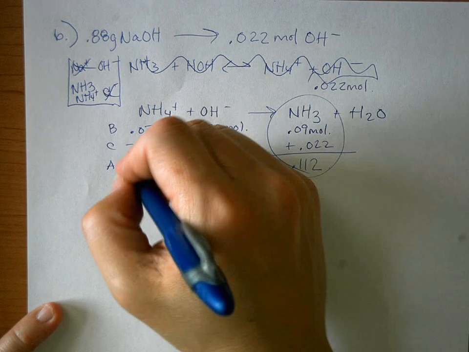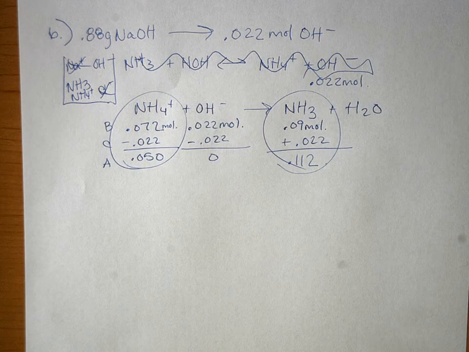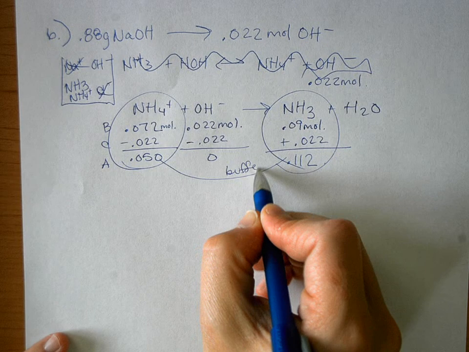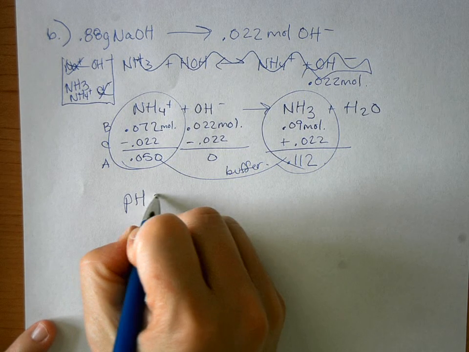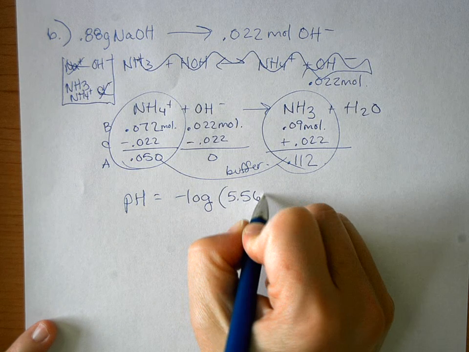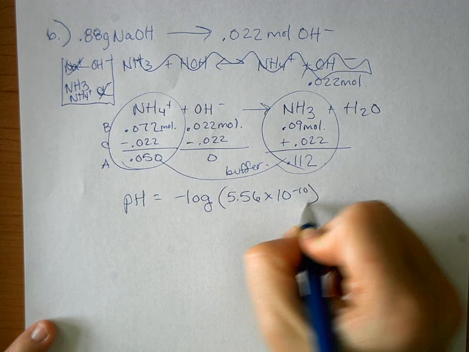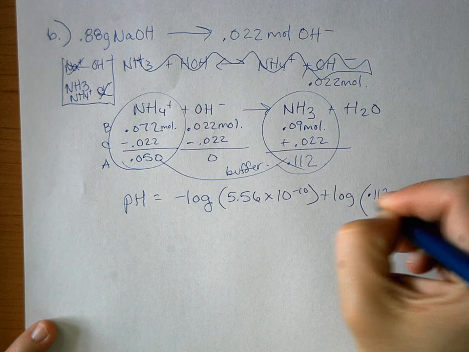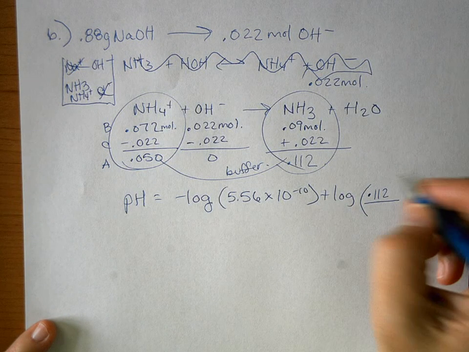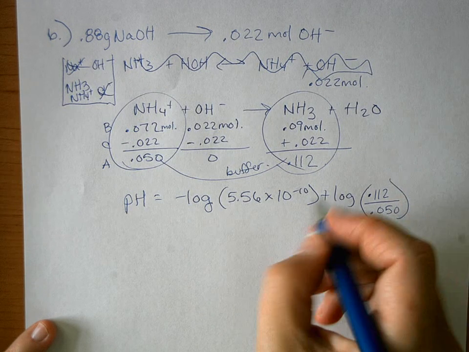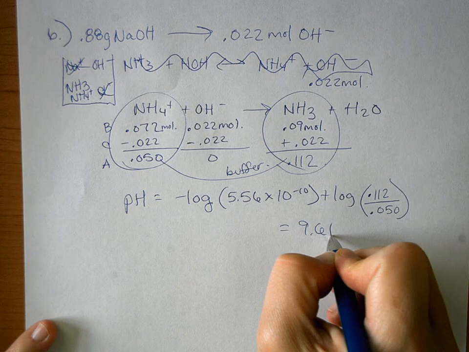Okay, I've got partners, so it's a buffer, so I can plug it into my equation. Negative log of the Ka value, 5.56 times 10 to the negative 10, plus the log of my base, 0.112, over my acid, which was NH4, 0.050. That gives me a pH of 9.61.